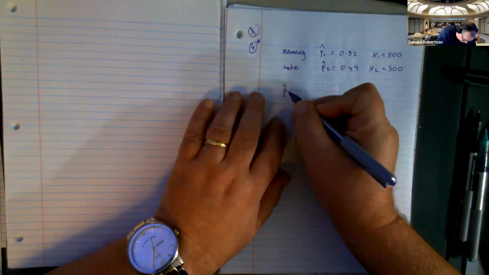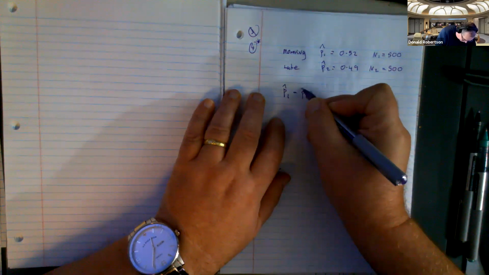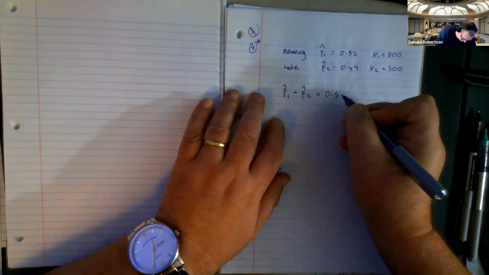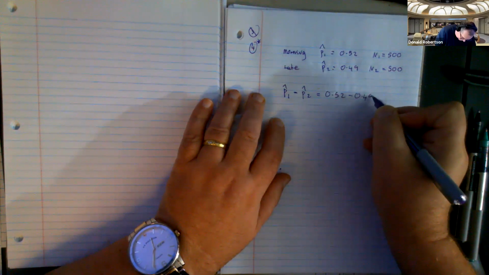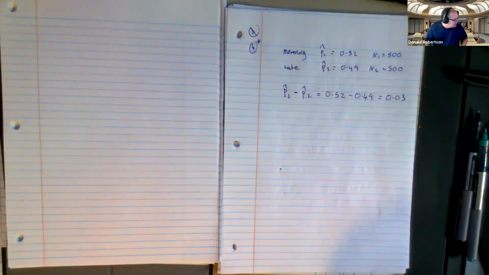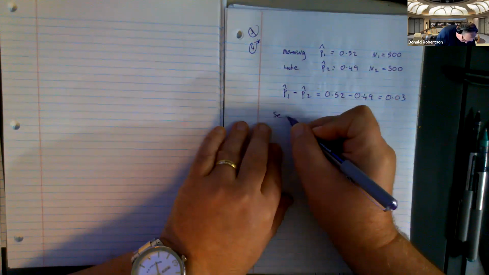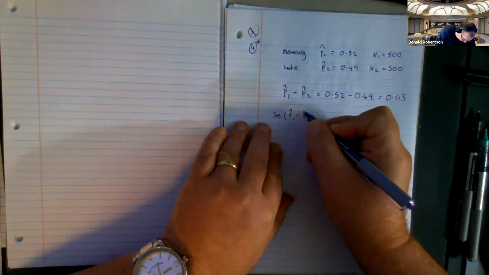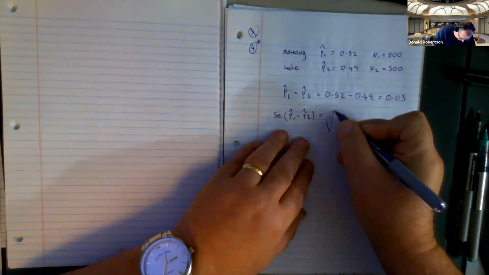And we are now going to create from this all the different types of things that you would need. So let's do P1, take away P2. So that's 0.52, take away 0.49, and I get the answer 0.03. You agree? And standard error of P1 hat, take away P2 hat, is this big ugly formula.